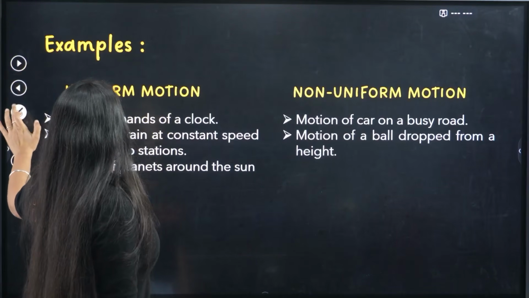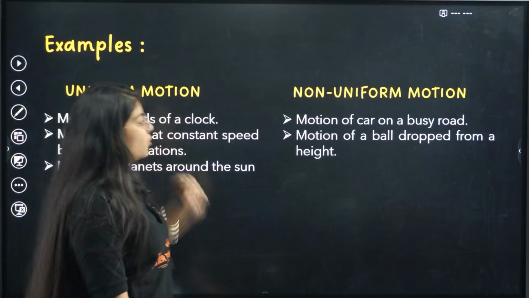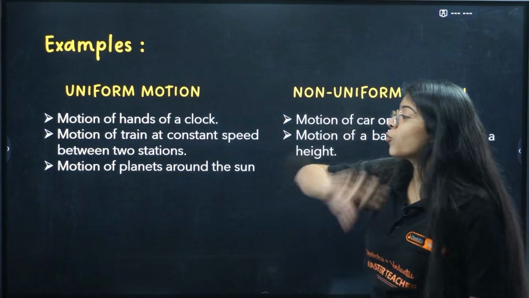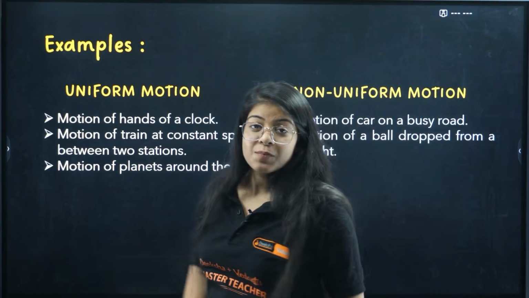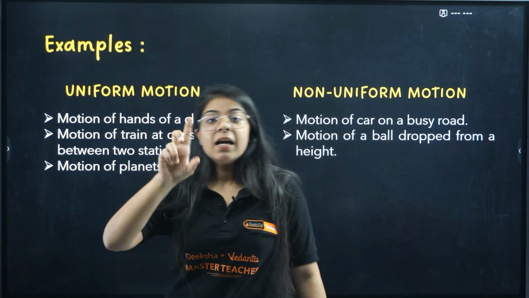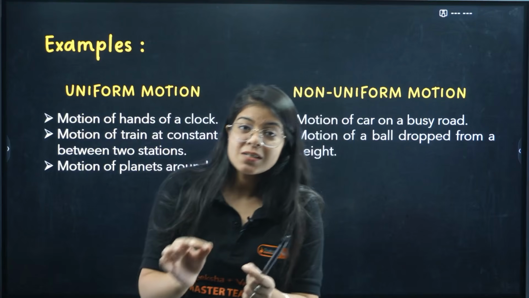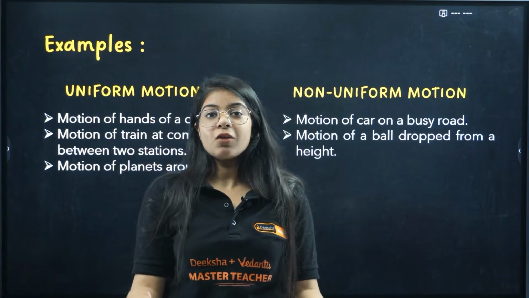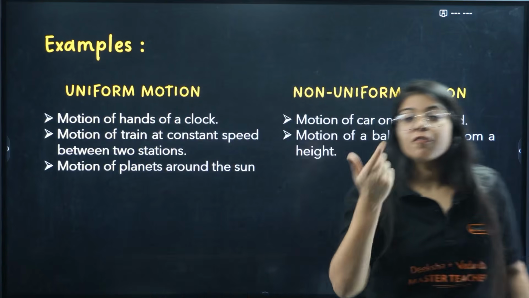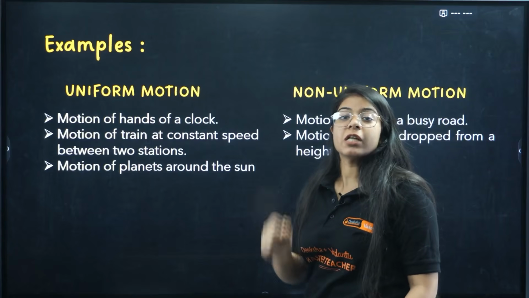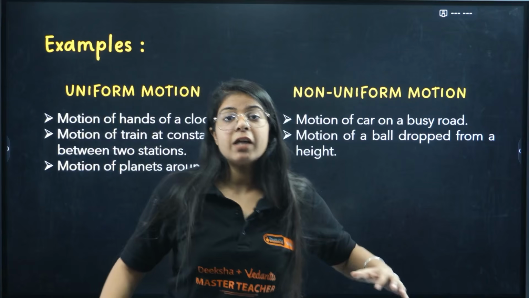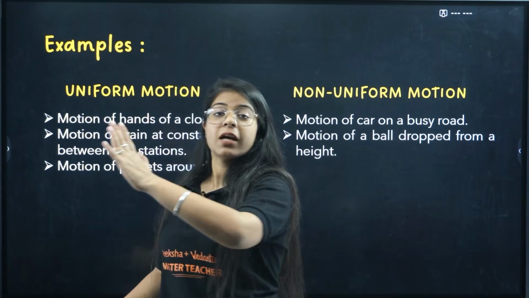Okay, let's move on to the next part, a little bit of physics of uniform motion and non-uniform motion. What are the examples of it? So uniform motion is the motion of the hands of a clock. You have a clock in your house. The second hand, the minute hand or the hour hand, they are all traveling equal distances, that is a full circle, in equal intervals of time, that is 1 hour, 1 second, 1 minute, right? Understood? Then you have the motion of a train at a constant speed between two stations. Now, when we are talking about a train, we are not talking about it accelerating and then stopping and then again accelerating.